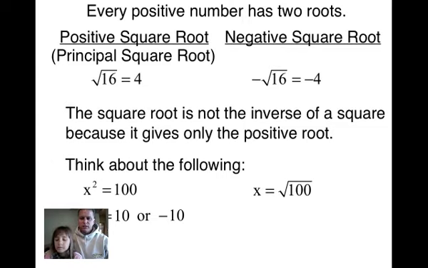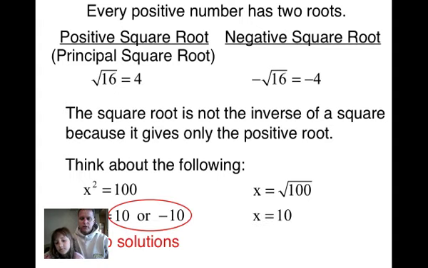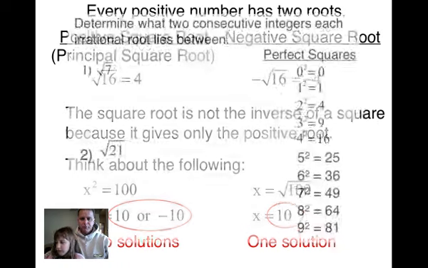Okay, so then we have x equals the square root of 100. So x squared has two solutions. The square root has only one solution. So they're not the inverse. That's basically what I'm trying to get at. And again, just let it sit in the back of your brain. It's not something you have to totally get right now.